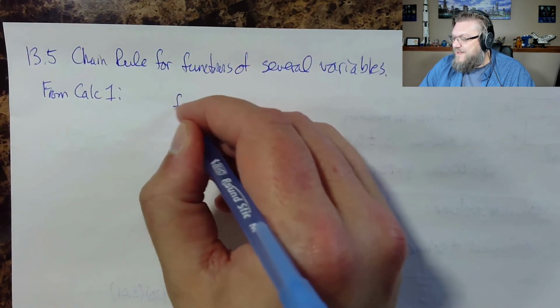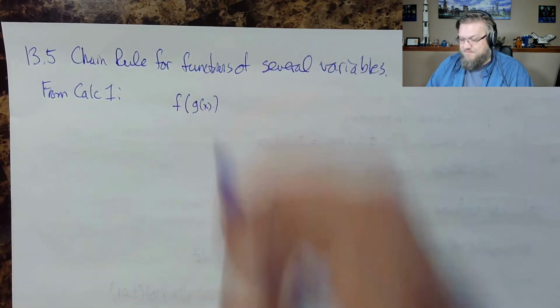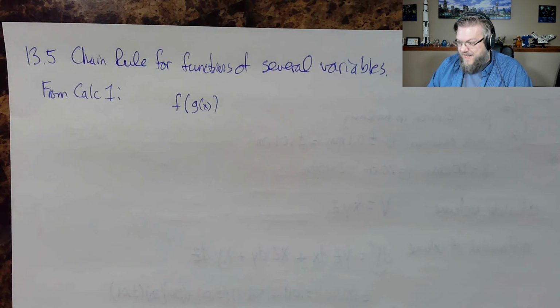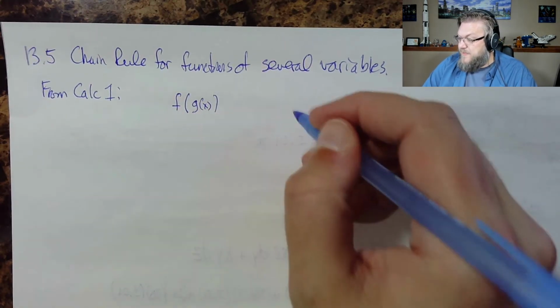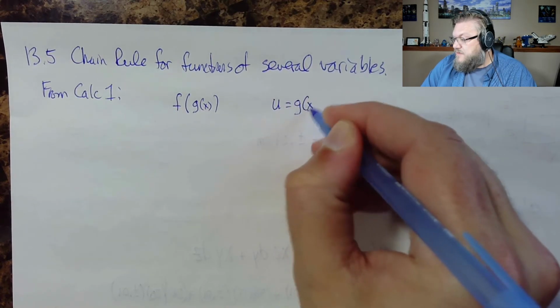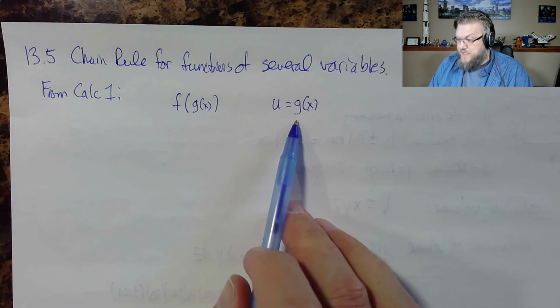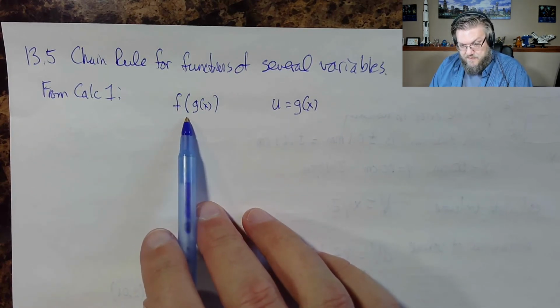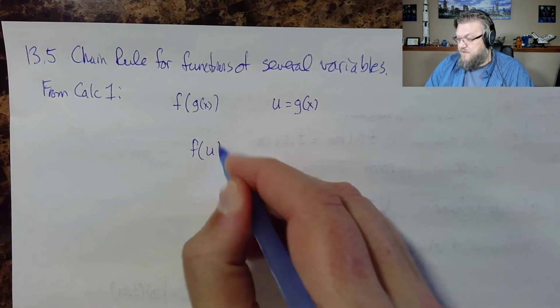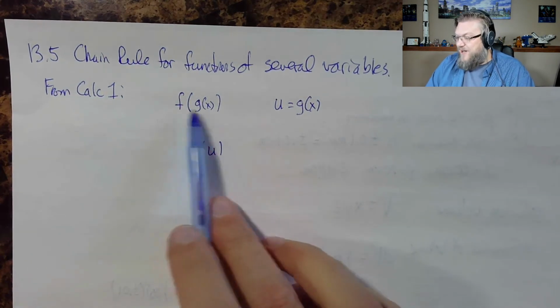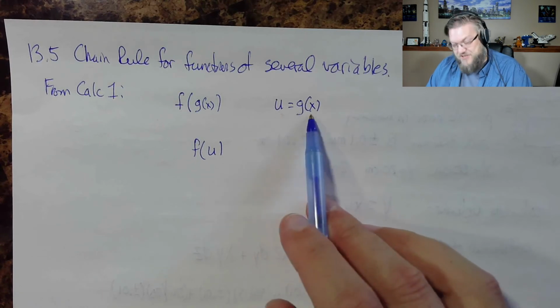Let's see, I had f of g of x, and I wanted to calculate the derivative of a composite function, a function plugged into another function. So what I might do here is say, let's call u equal to g of x. So from one perspective, f is a function of u. I could just now say this is f of u, and then u itself is a function of x.